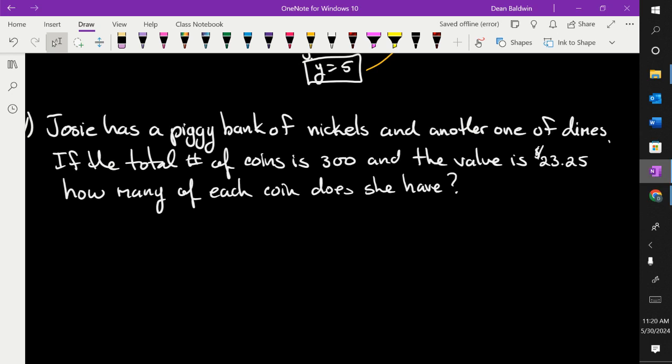The total value is 23.25 and she has 300 coins total. How many of each does she have? So the first thing we have to figure out is what's X and what's Y? What are we trying to figure out? How many nickels and how many dimes do we have? Okay, so Y equals the number of nickels and X is going to be the number of dimes.